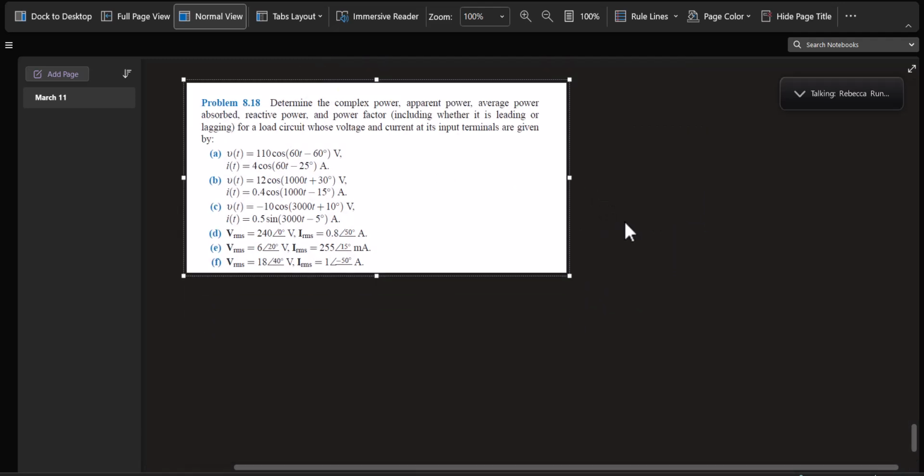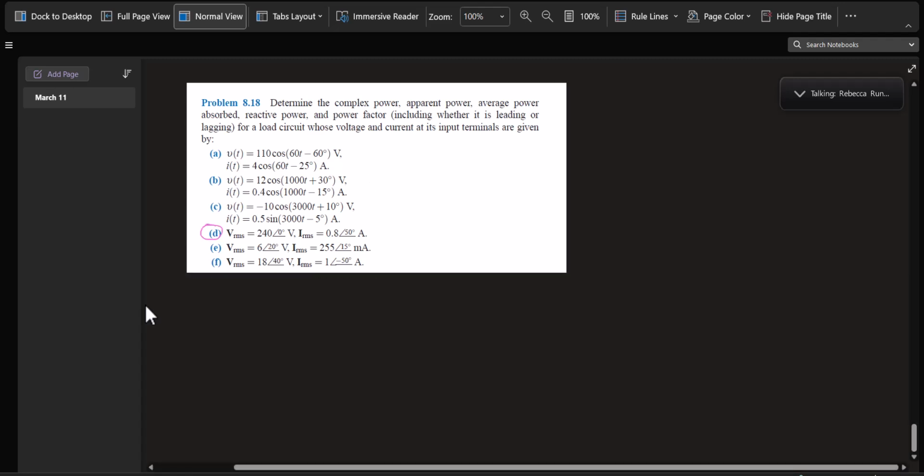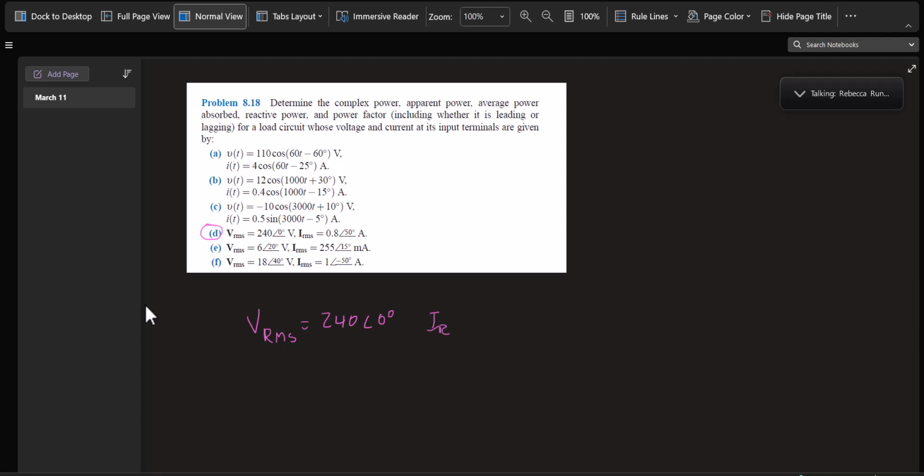So determine the complex power, apparent power, average power absorbed, reactive power, and power factor, whether it's leading or lagging. Have y'all gotten there yet? Power factor? Okay, so we won't do that part yet. But let's take a look at, say, D. So we have V RMS is 240 angle 0 degrees. I RMS is 0.8 angle 50 degrees. And so we have them as complex, we have them as phasors, and they're given to us as RMS.